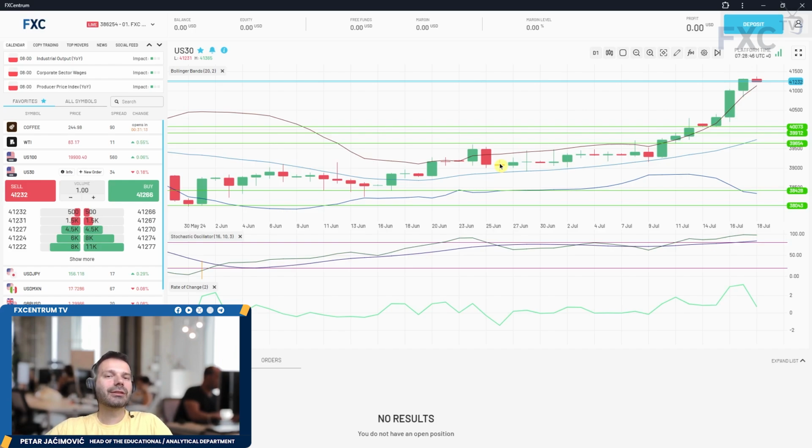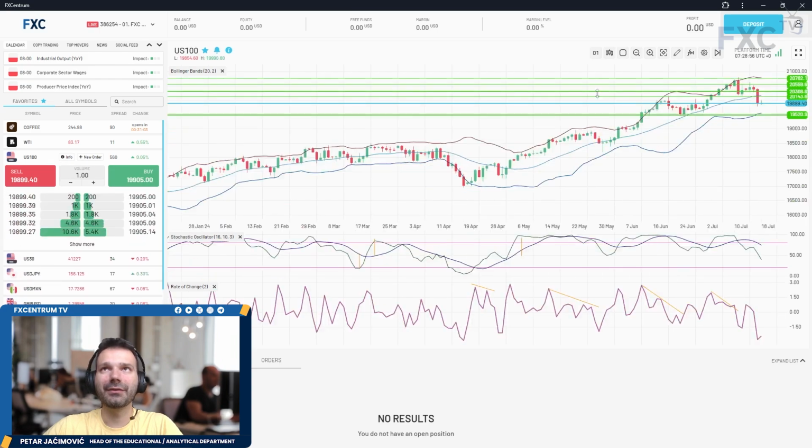But US 30 is totally disconnected. Even though there are two indices in the US, US 30 seems pretty disconnected from the US 100. And I think the key reason for that is because the US 100 was very extended. The technology sector was very extended for a prolonged period.